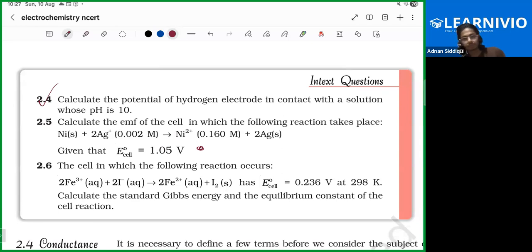Sir, the value of Faraday was 94500. Yes, sir, use the constant 96500. Let me know once you're done.